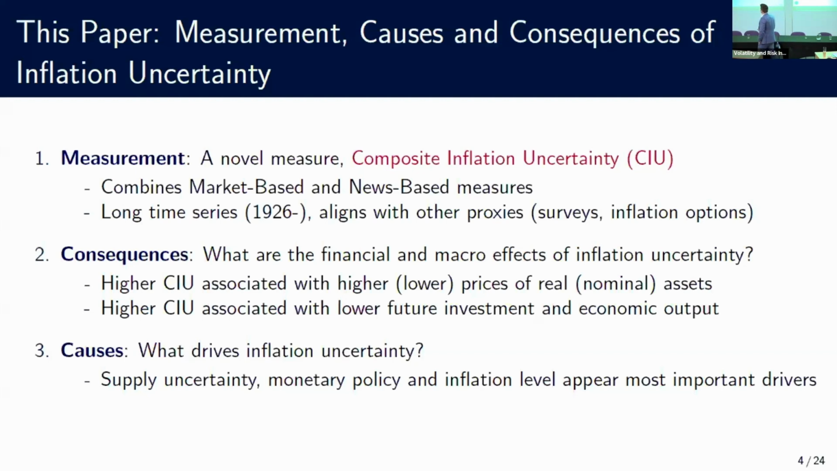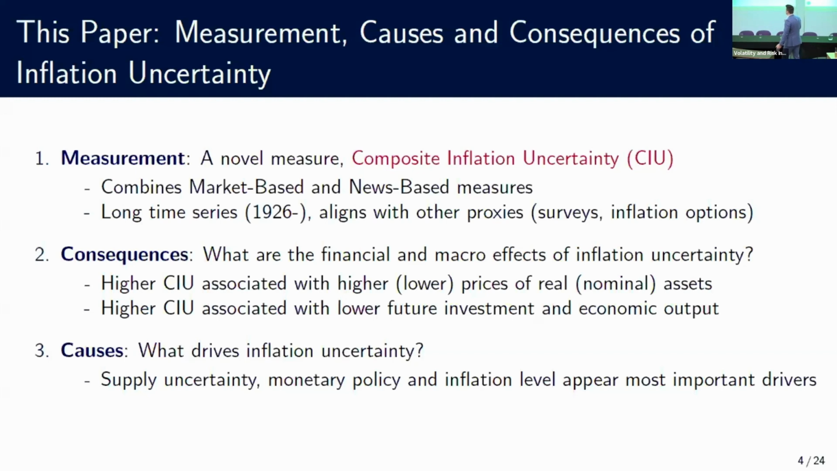Our measurement approach will allow us to have a pretty long time series starting in 1926. And that essentially allows us to trace out the implications and the causes of inflation uncertainty. So we find that when inflation uncertainty rises, the prices of real assets, so think about this as commodities and real estate, rise. On the contrary side, investors seem to shun nominal assets, and those prices decline.